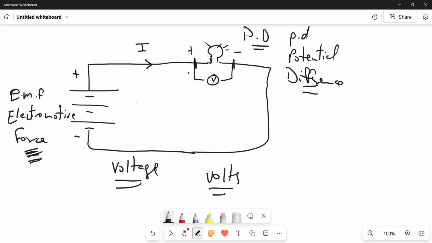And if you were to take something called a voltmeter and put it across here, notice when we talk about parallel, and if you were to put what you call an ammeter here, that will measure the current flowing through here.